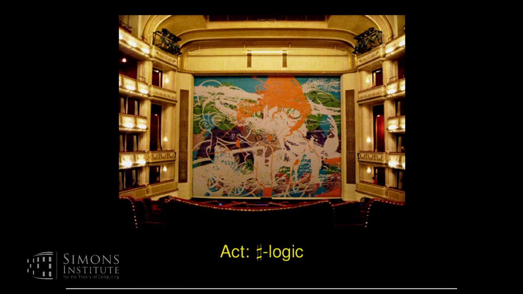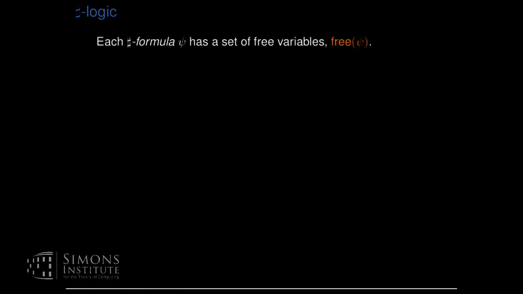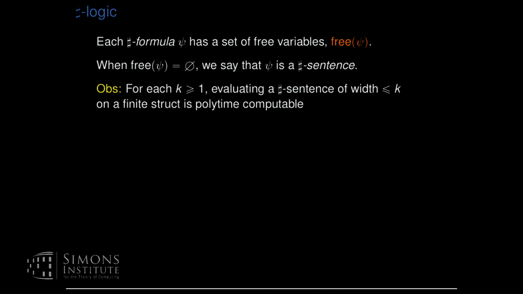Okay, so we're going to give such a logic, which we call sharp logic. Let me say some things about the properties that our logic has. Every single formula is going to have a set of free variables. If there are no free variables, we call a formula a sentence.